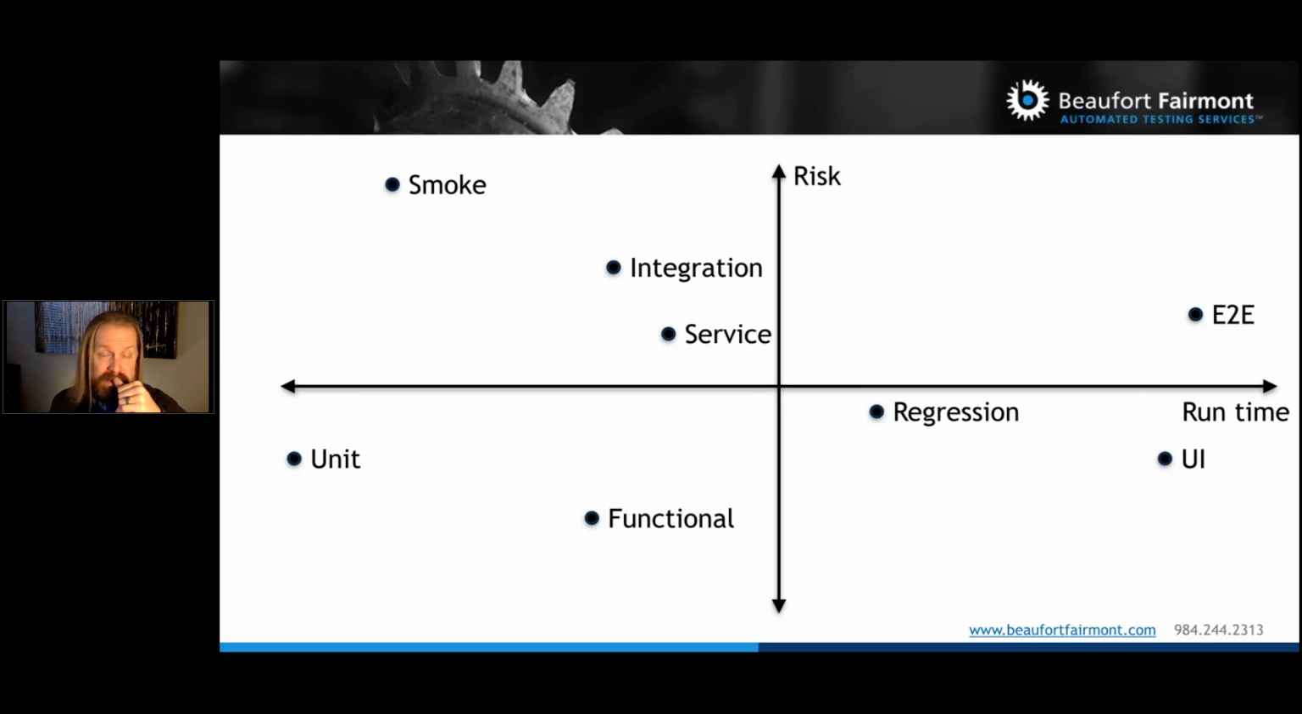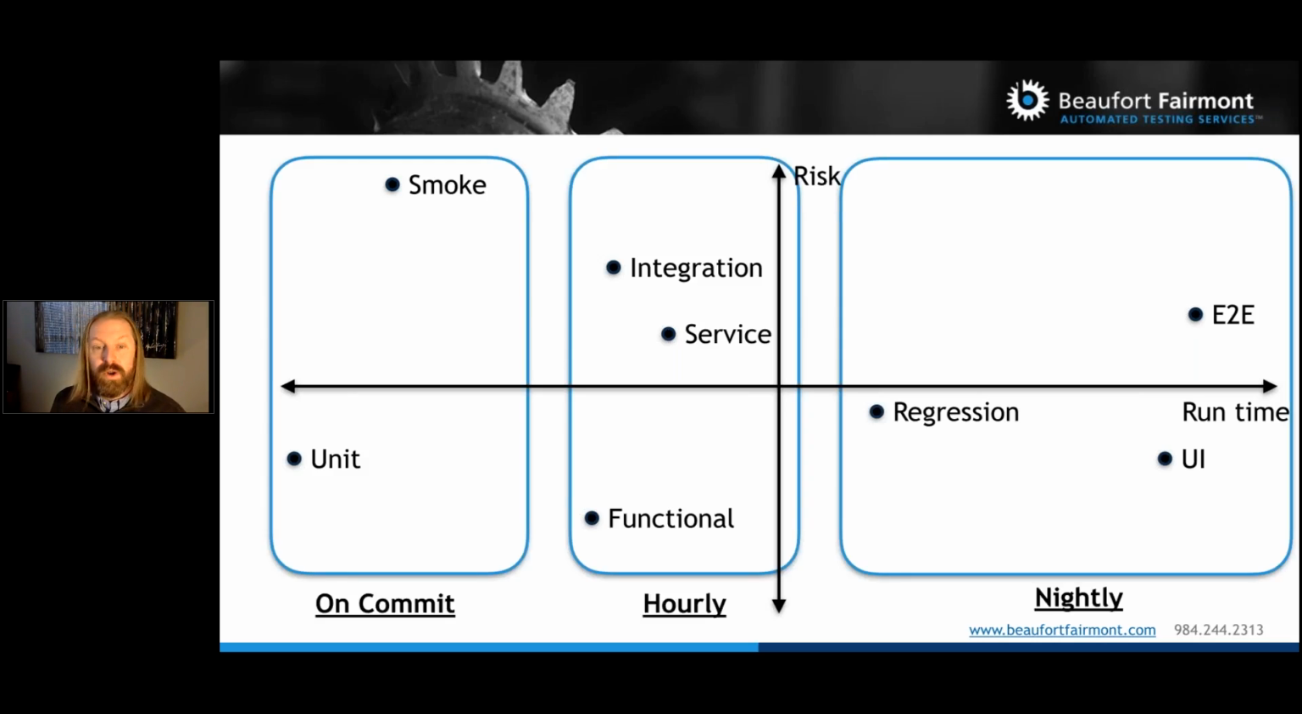You should probably do this exercise with your team and draw this diagram up on a whiteboard and these different types of tests and say, what are we running when right now? How do they map to this diagram? And does that make sense? What I wanted to do next was kind of say, how do we manage our builds?